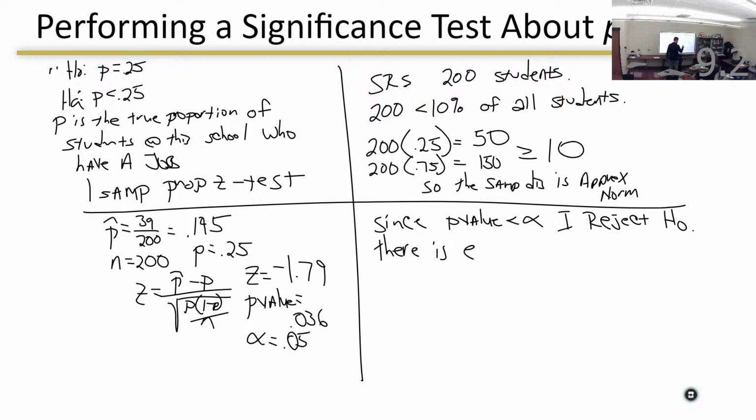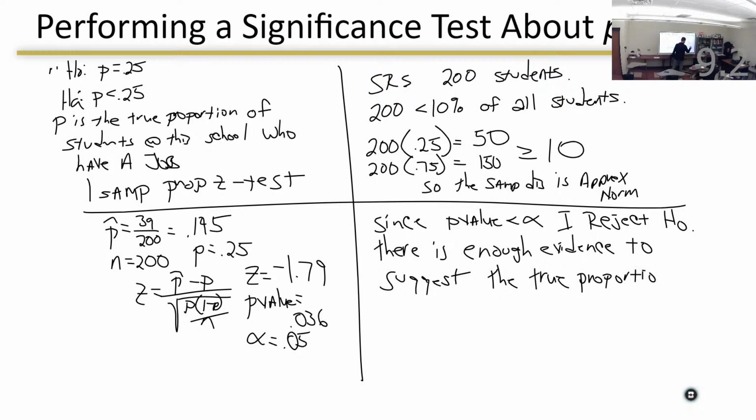There is enough evidence to suggest, and I forgot, we're talking about what? Students with jobs. The percentage of students. How about the true proportion? I want to make sure we're talking about that population. The true proportion of students at this school.